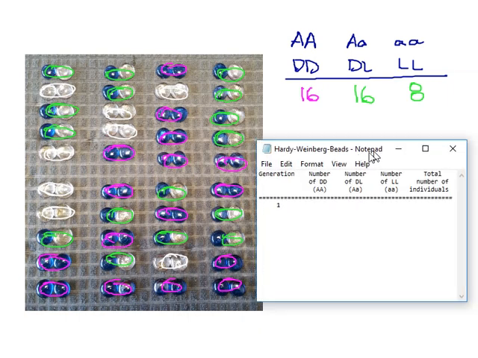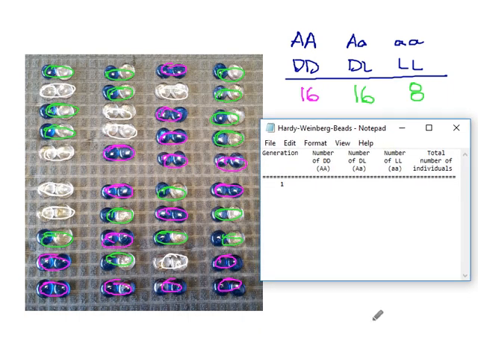Okay, so that's our first generation, and because I have to flip the page and I don't want to lose these numbers, I have prepared a tracker sheet where we can keep all this stuff. So first generation, we had 16 of them, and 16 of them, and 8 of them, and 16 plus 16 plus 8 makes 40. Okay, now in the directions they tell us to do this for 4 different generations.